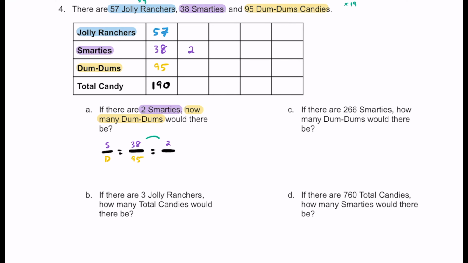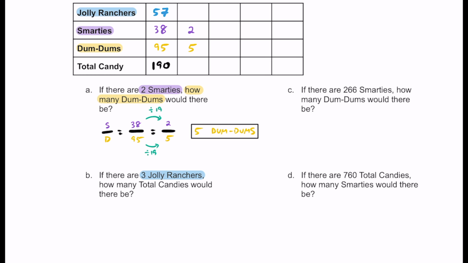Now they're telling us that there's 2 of these Smarties, so let's put 2 on top here. And let's see, 38 divided by what number gets you 2? I think it's 19. So if we take 95 and divide by 19, I believe that's going to be 5. Okay, so based on that, I'm going to say that there's going to be 5 of these Dum Dums if there are 2 Smarties. Again, if you need to do the long division, then do it, but I knew that this would be divided by 19, and this would be divided by 19. Okay, so if there were 2 of these Smarties, there would be 5 Dum Dums.